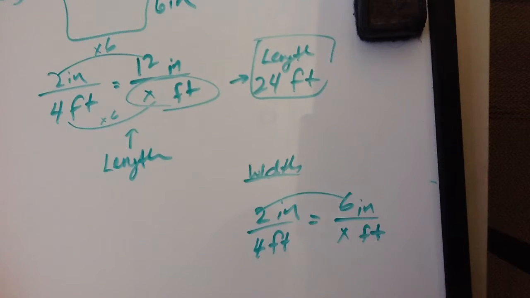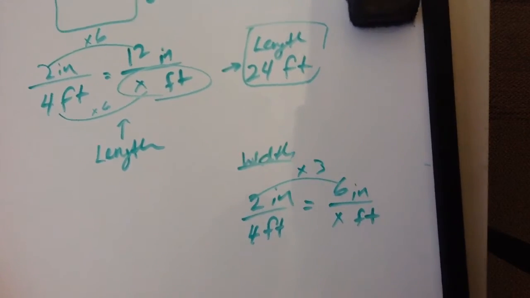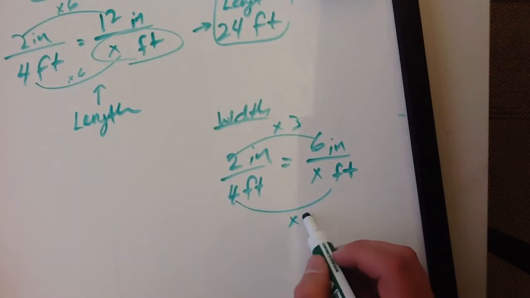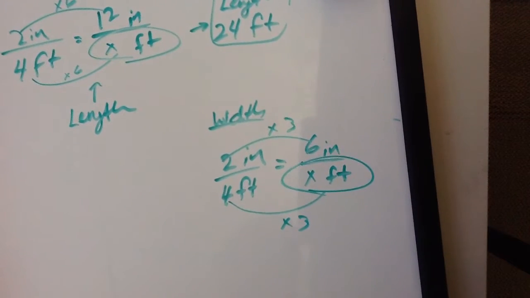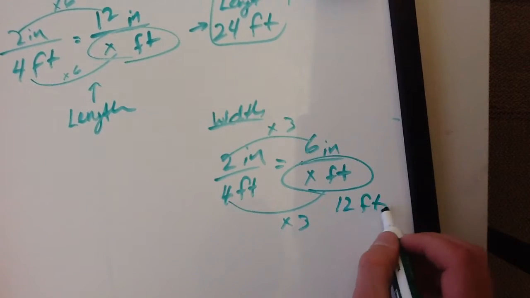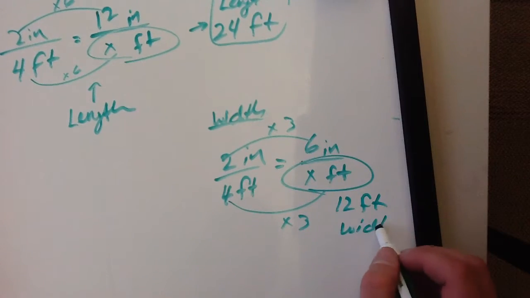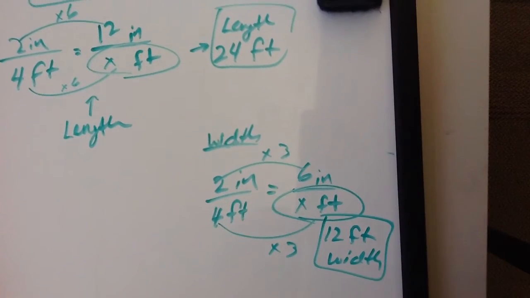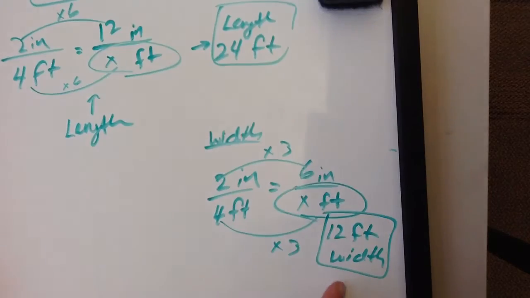So fill that in next to the inches and solve for this unknown. How did you get from 2 to 6? Well, you multiplied by 3. So you do the same thing on the bottom. 4 times 3 will give you this unknown number of feet. 4 times 3 is 12. All right, so this is your width. So you have a length of 24 feet, a width of 12 feet.